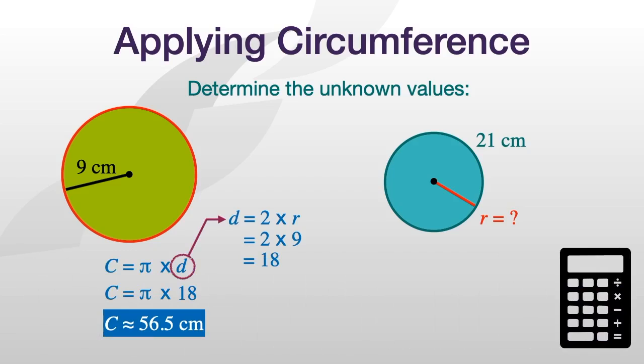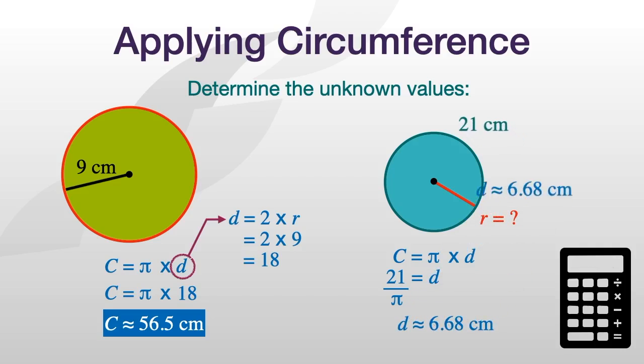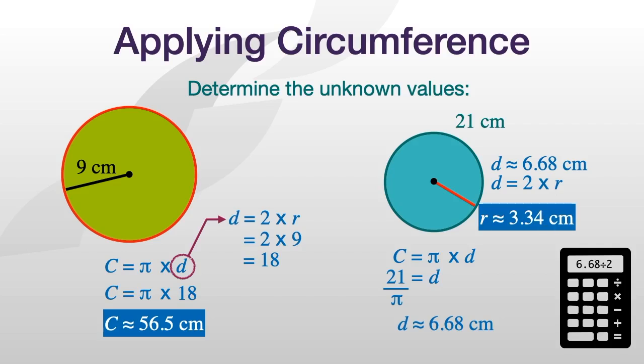Looking at the second circle, once again, we have the circumference as pi times the diameter, which is given as 21 centimeters. We can divide both sides of the equation by pi. So the diameter is equal to 21 divided by pi, and this is approximately 6.68 centimeters. The diameter is double the radius, so the measure of the radius is half of 6.68, which is 3.34 centimeters.